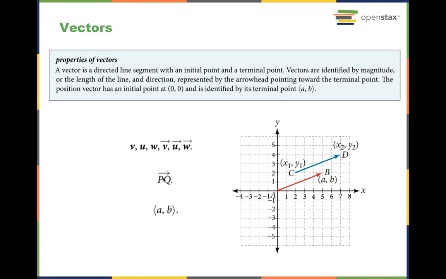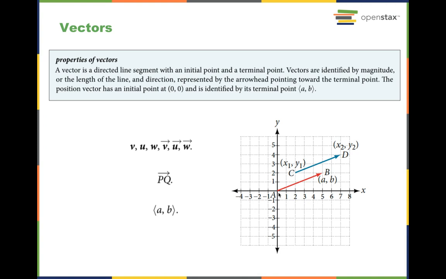Sometimes you represent it this way. If we have an initial point P and a terminal point Q, we could write PQ with an arrow over them. Or like it referenced above, we could use these little pointed parentheses and our terminal point. This indicates that the initial point is at the origin.